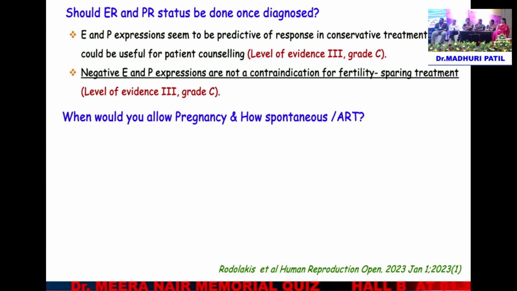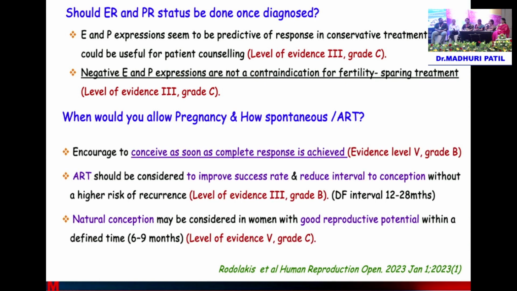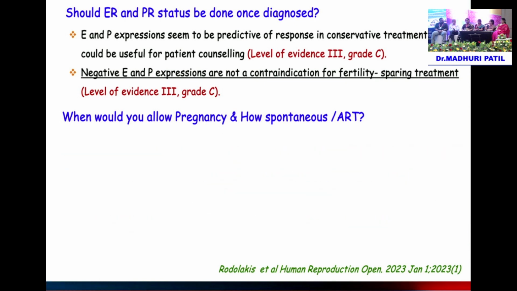Yeah, that's what, yeah. So when would you allow pregnancy, and whether you would like to go for spontaneous, or would you advise an ART in this patient? Yeah, we continue the hormonal treatment to 6 to 9 months. We usually go for 9 months. Take a repeat endometrial sample at the end of 9 months, and make sure that the endometrium is reverted back to normal. And then you advise the patient to go for a conception as early as possible. So we advise ART. Yeah.